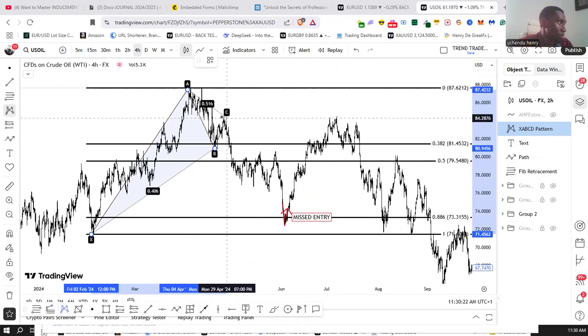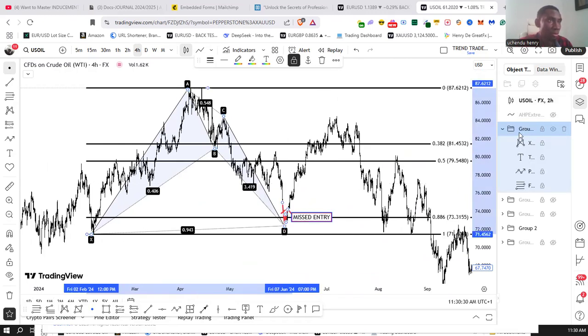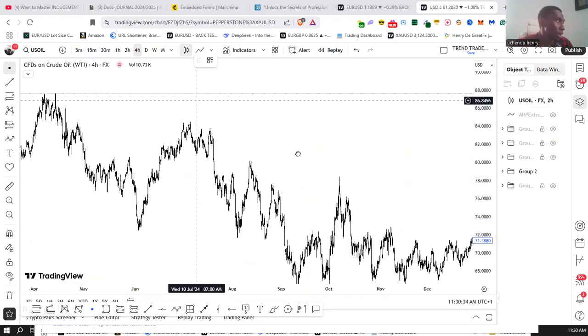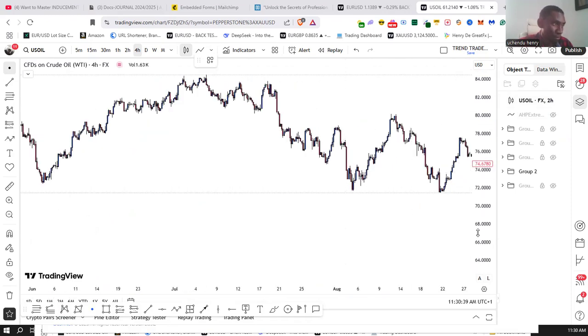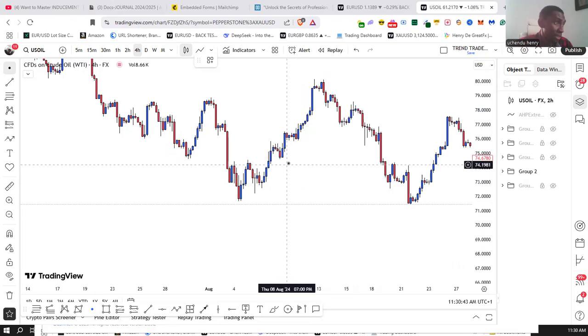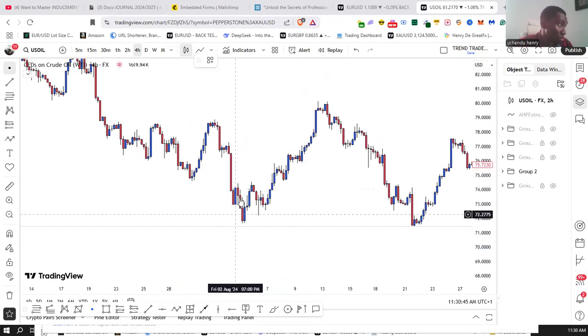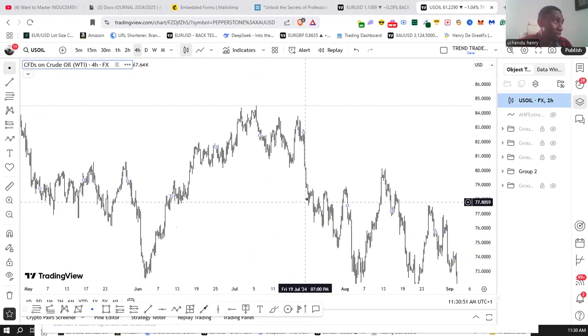Let's see, missed entry. Beautiful. Okay. So I'm gonna hide that and zoom. Good. So there was also another pattern that came up here, which I feel this one would have given us an entry, but I don't really know. B point's price didn't even come here, it pushed all the way up. Another missed entry as well.